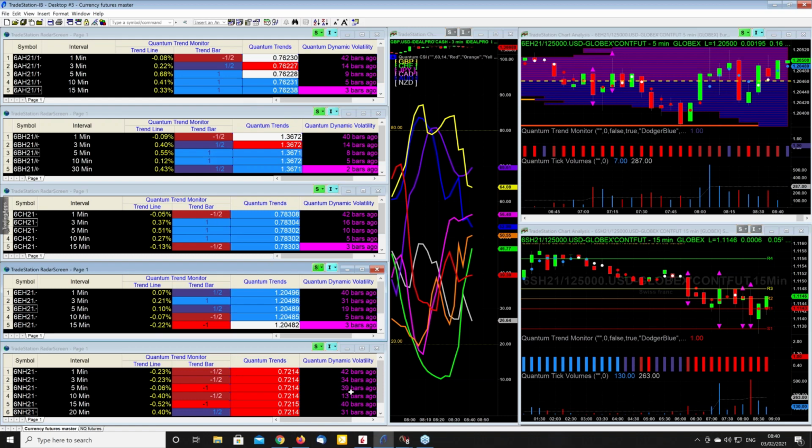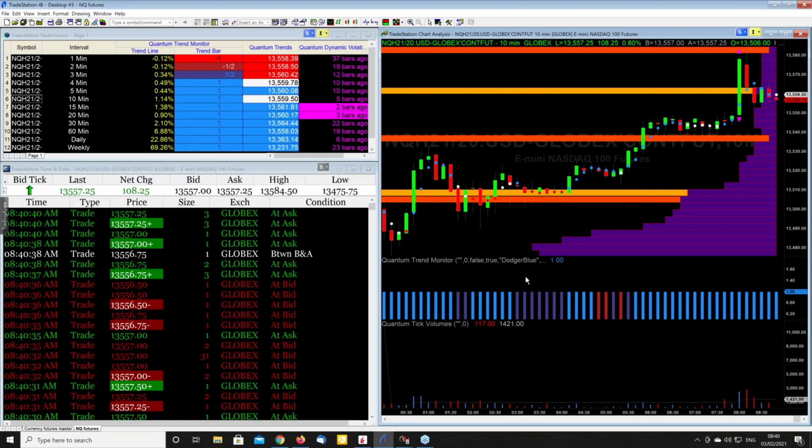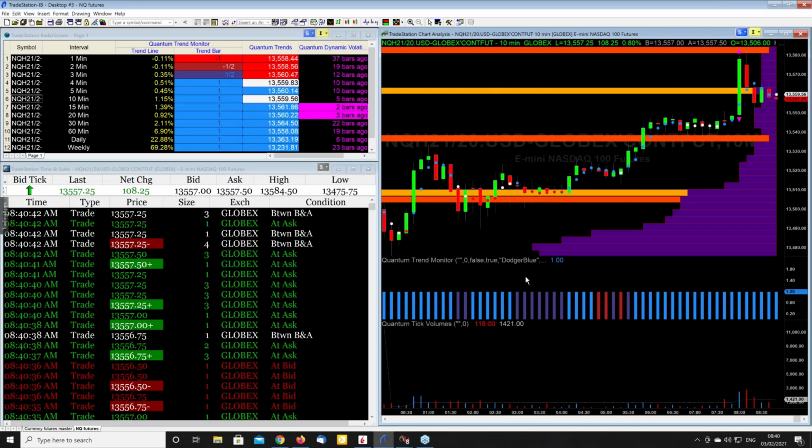And I've got the CSI there as well. I've got two very simple tabs. This is on just moving to the NQ. Just want to get a fix on sentiment. What is sentiment right now?